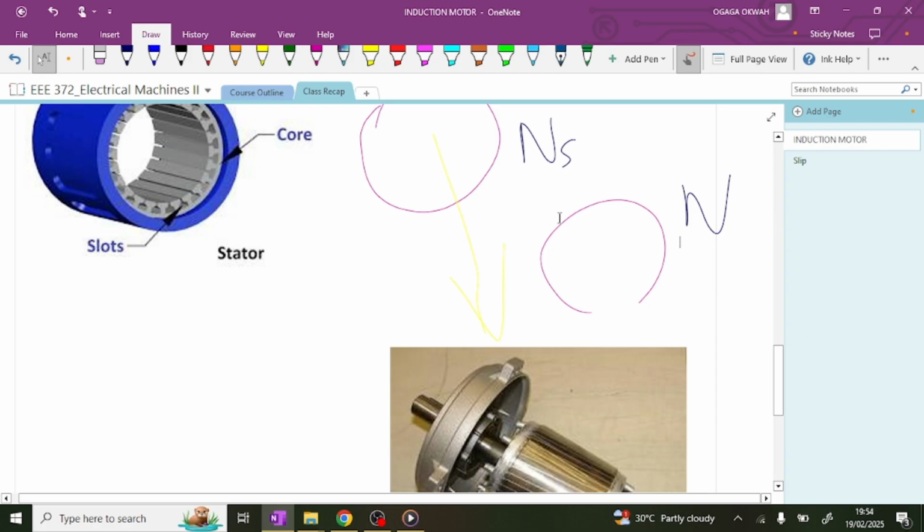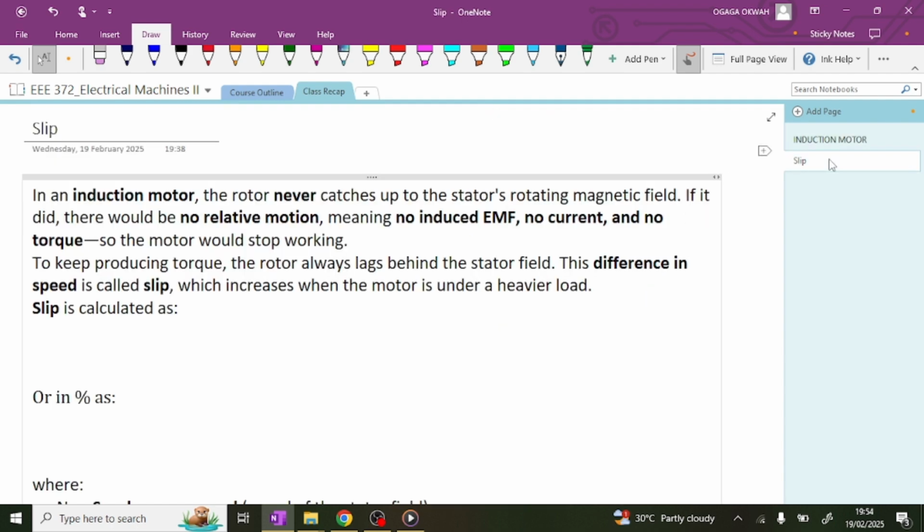So the point is that ns is rotating and causes n to rotate. So n is trying to catch up with the speed of ns. The difference between this speed and this speed is known as slip. So the idea is that the rotor slips behind our stator rotating field. That difference is the slip.